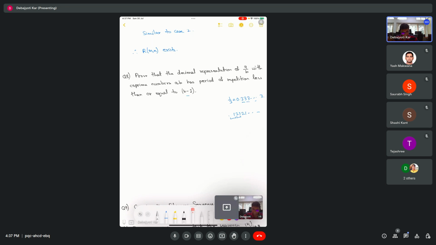What about where it terminates at, say, 1 by 2 as 0.5? Yeah, so then the period of repetition is, let's say we have 0.5, the period of repetition is 0, there is no repetition. Yes. So in that case, if it is a finite decimal, its period of repetition is 0.